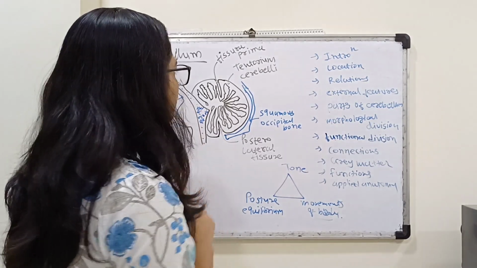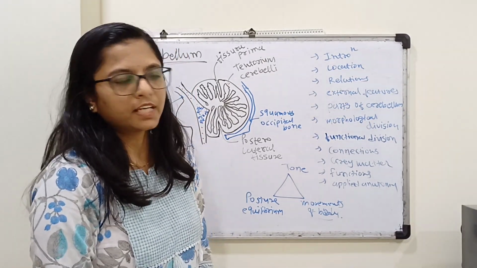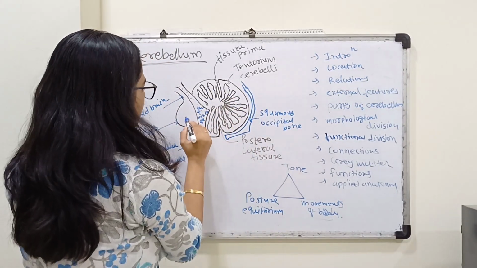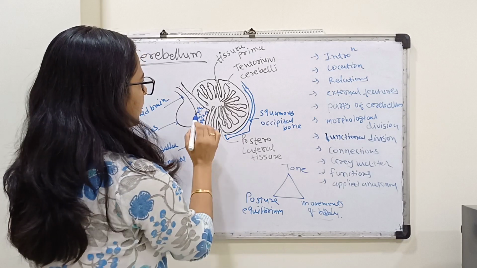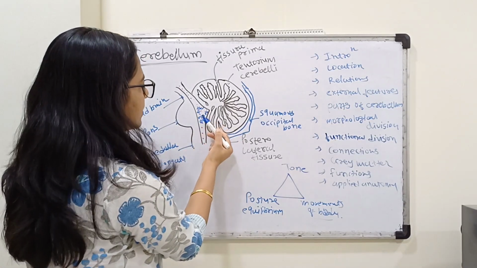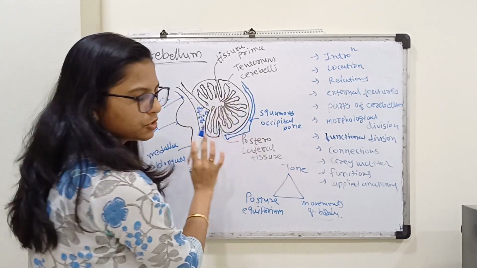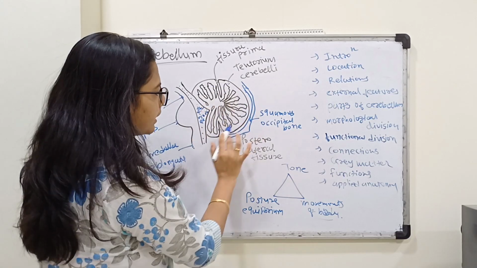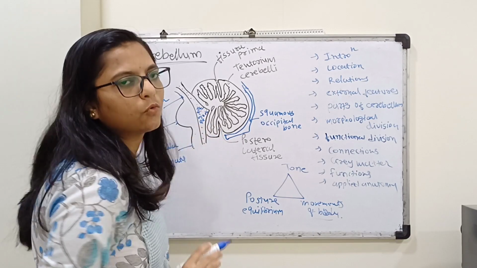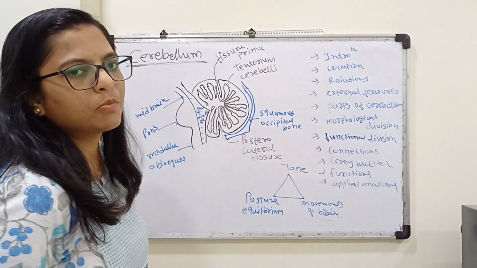Okay, where is it located? The cerebellum is located in the posterior cranial fossa, behind the pons and medulla oblongata and the fourth ventricle. This is the fourth ventricle. So we can say that the cerebellum is situated in the posterior cranial fossa behind the pons, medulla oblongata and the fourth ventricle. This is about the location of the cerebellum.